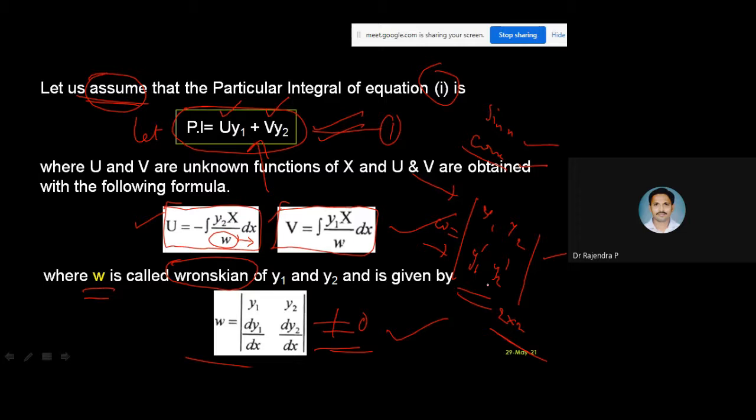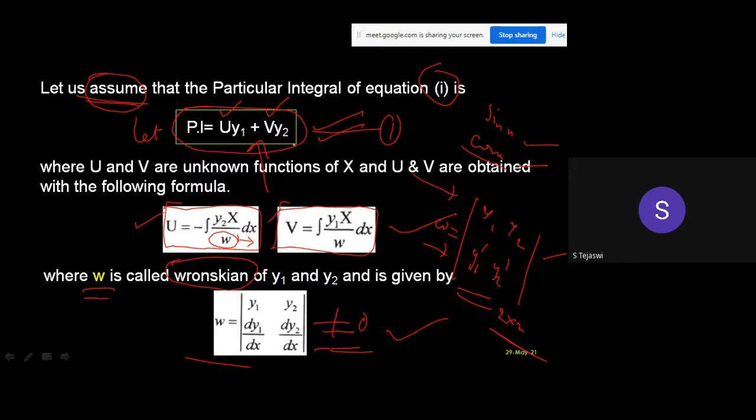Once we get W, what do we have to do? We have to substitute in the formula for u and v. And once you find u and v, substitute back in this assumed particular integral solution to get your original solution. Is it clear? So why is u taken as negative, sir?